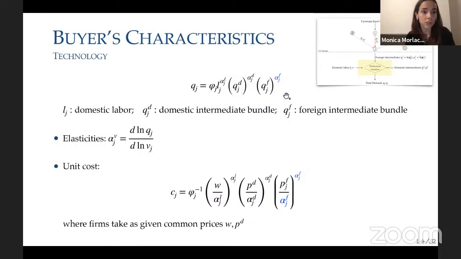In the case of a constant returns to scale Cobb-Douglas production function, this also corresponds to the cost share of a given input, foreign intermediates, for instance, in production, which is something that we can observe in the data. And that's why this is a key parameter for our main results later on. This production function is going to have a dual unit cost function, which is the following, which is very standard.